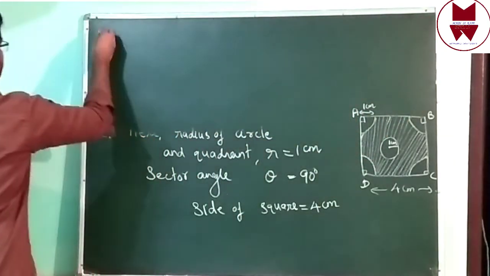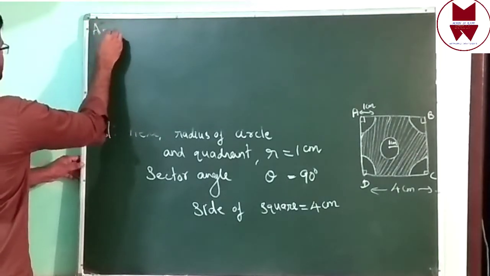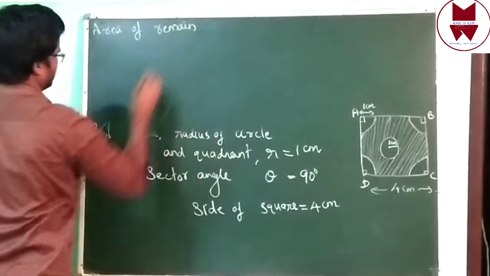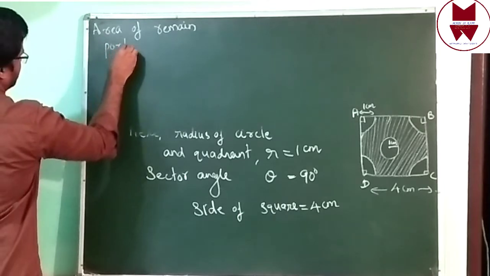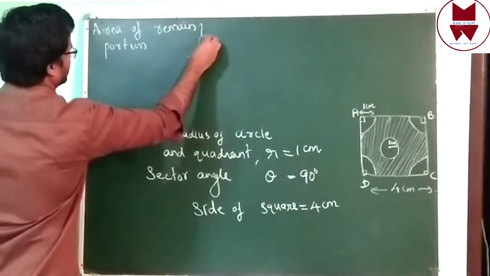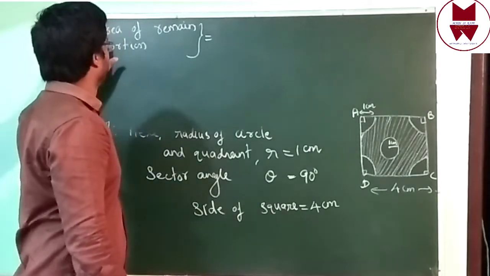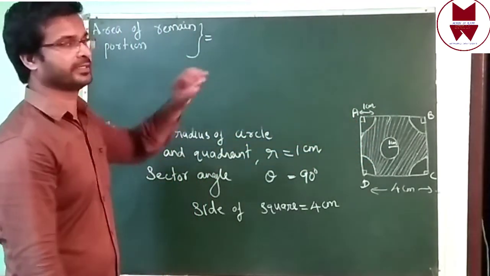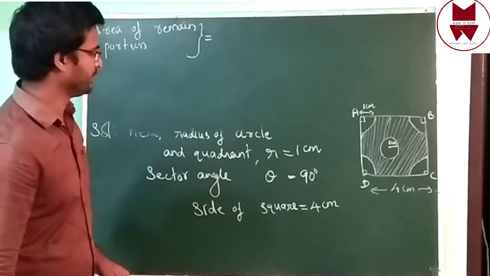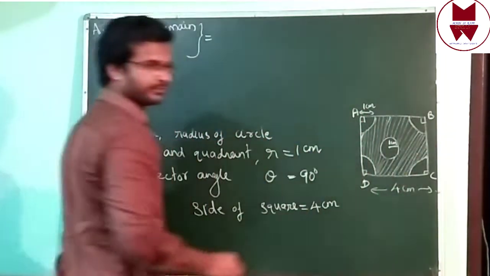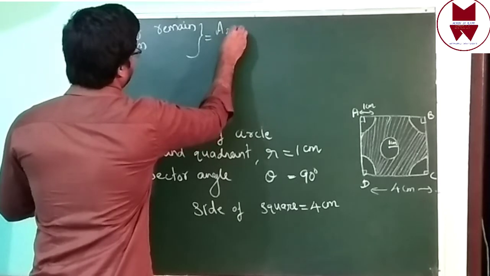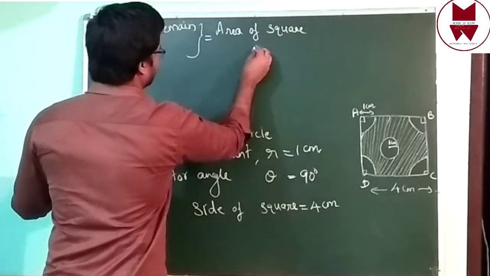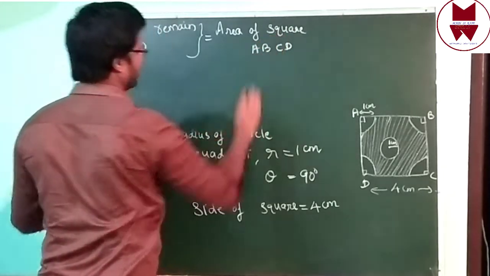You can write area of remaining portion equal to. In the question it is asked to find the area of the remaining portion. That's why for shaded region, no need to write area of shaded region. Just write area of remaining portion equal to, first we will find the area of the square, area of square ABCD.